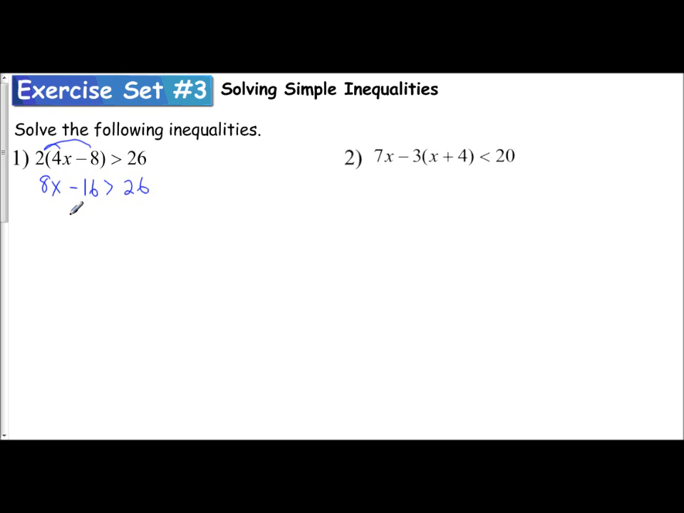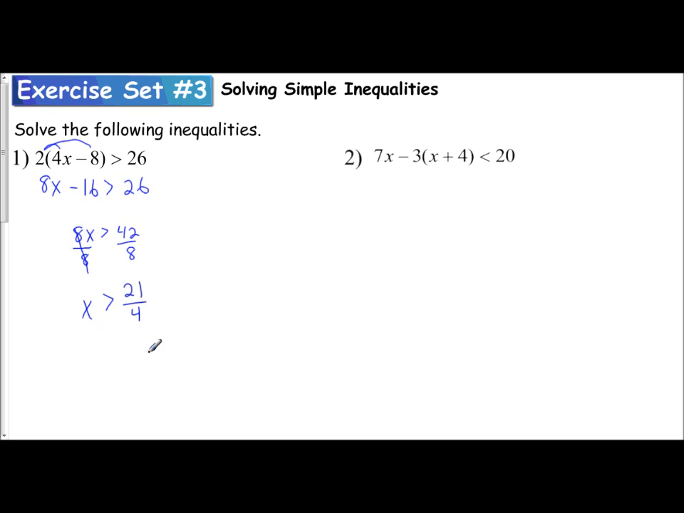And now we're going to solve for the variable. We would add 16 to both sides to get 8x is greater than 42. And then we would divide everything by the coefficient of 8. Now the reason I'm showing it is because I can tell right away that I'm going to have to simplify 42 over 8. They're both even. So let's try dividing both by 2 first, and we get 21 fourths, which cannot be simplified any further.